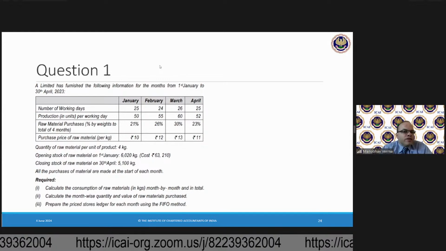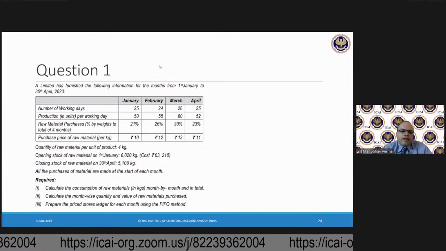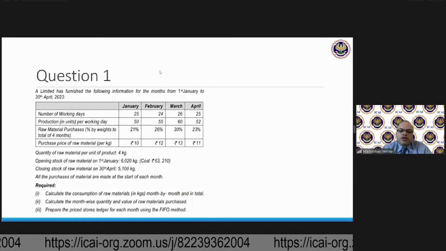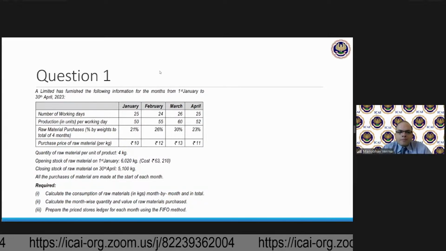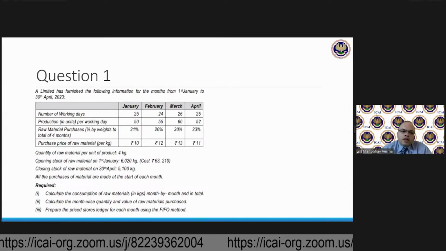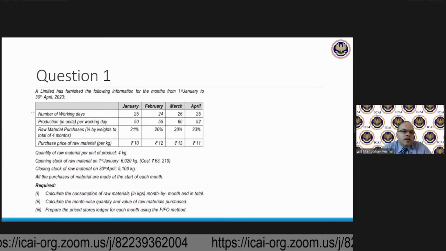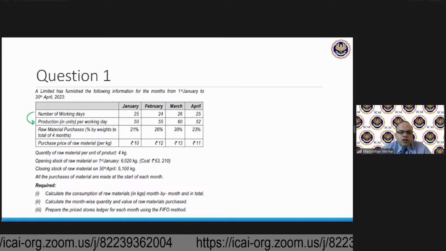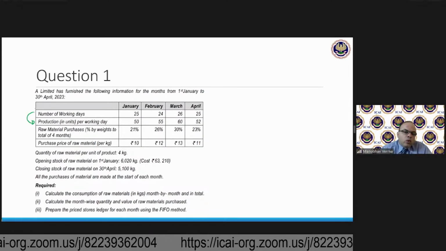The requirement in the first question itself is to calculate the consumption of raw materials. We are talking about the number of working days. We are talking about the production. So let's try to, based on that, do a calculation here, which would be based on consumption of a raw material for every month and of course in total.